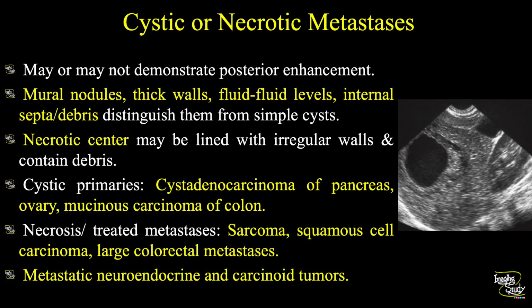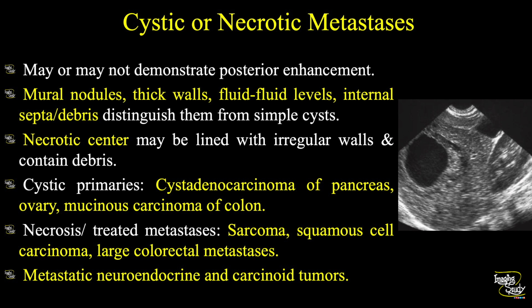Now let's talk about the cystic or necrotic metastases. They may or may not demonstrate posterior acoustic enhancement. Well, there will be mural nodules, thick walls, fluid levels, internal septation or debris, which will help differentiate between the simple and metastatic cystic lesions. The necrotic center may be lined with irregular walls and may contain debris.